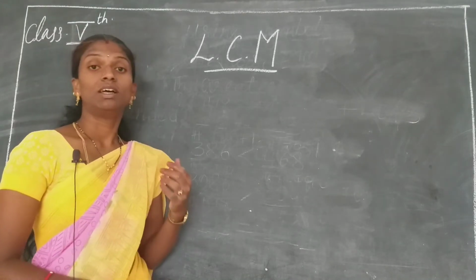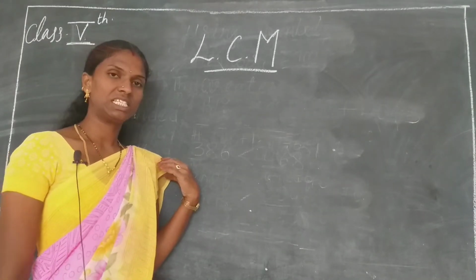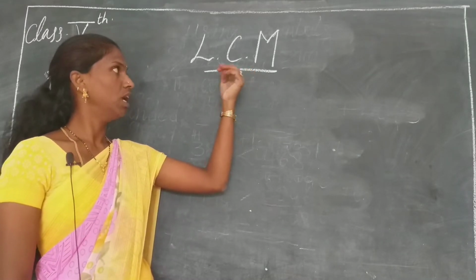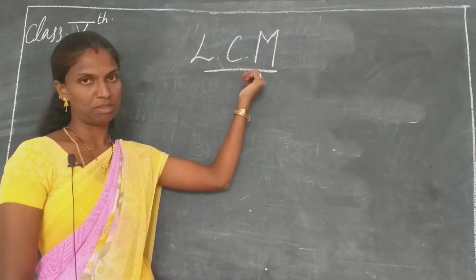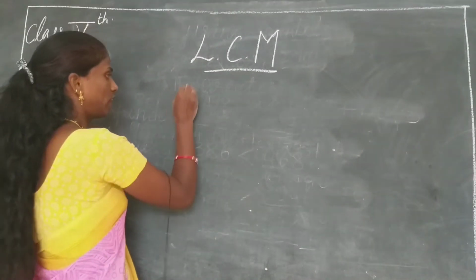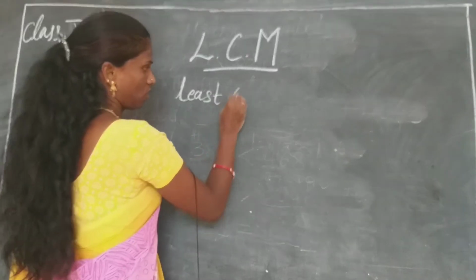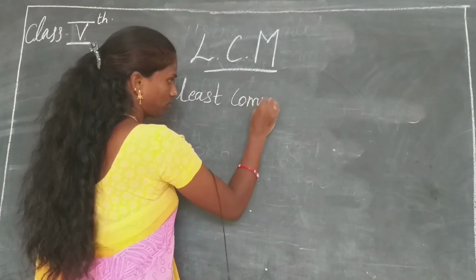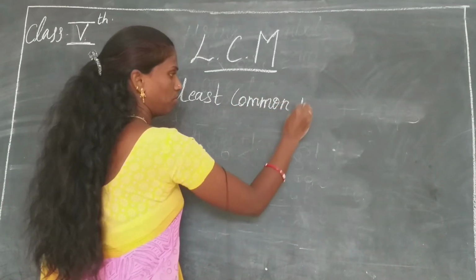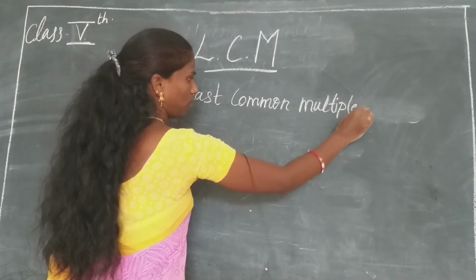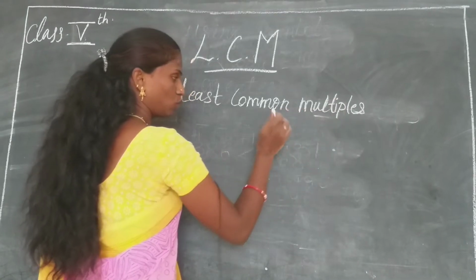In previous class, we have discussed place values in the international system and the Indian system. So today our topic is LCM, least common multiples. So what is LCM? Now we'll write the full form of LCM: least common multiples. So this is a new topic for you. In previous class we didn't go through this topic.